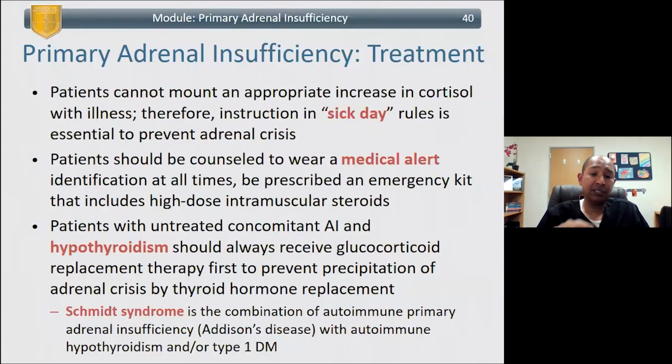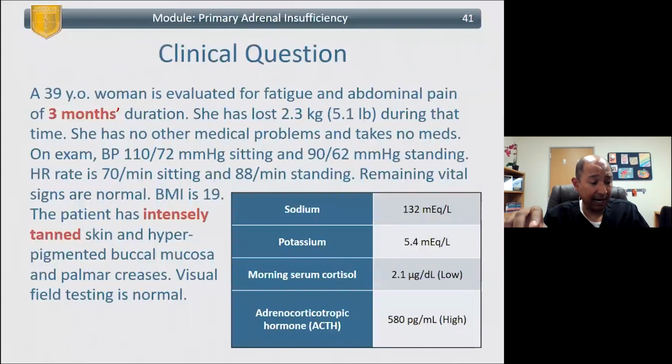And just to make sure that I don't forget to tell you this, always, if you're worried about hypothyroidism, please give the steroid first before you replace the thyroid. I did mention earlier in my lecture there's something called the Schmidt syndrome, which is the combination of autoimmune adrenal insufficiency and autoimmune hypothyroidism, plus or minus type 1 diabetes. They call that the Schmidt syndrome. So with that being said, I hope no one's going to be upset, but can I just do maybe 3 questions?